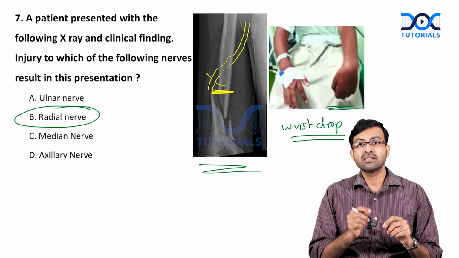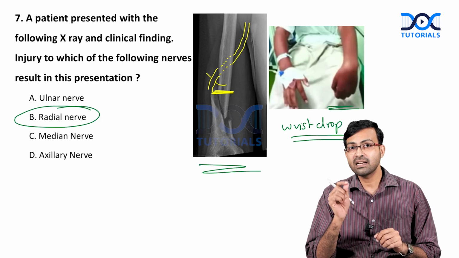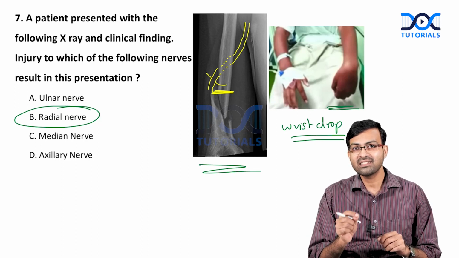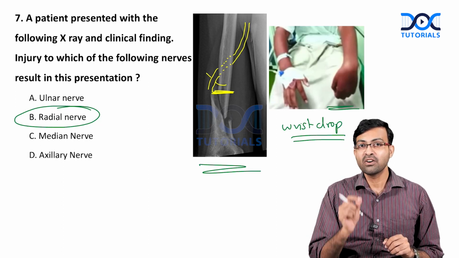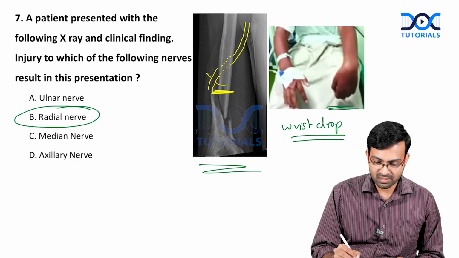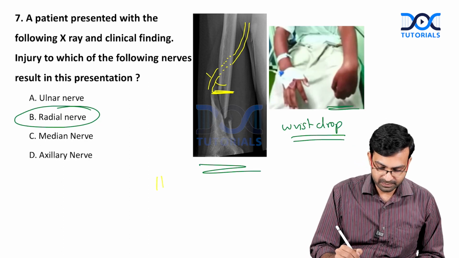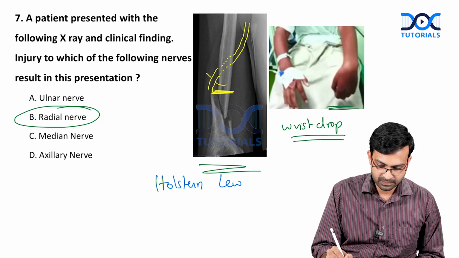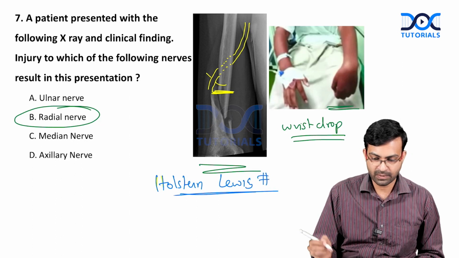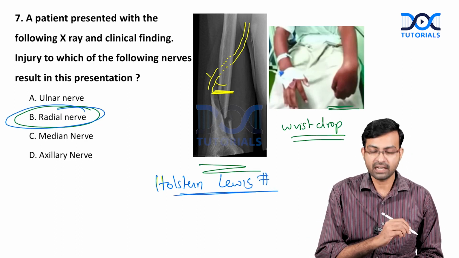A fracture of the distal third of the humerus with an associated radial nerve injury? It is your classical Holstein-Lewis fracture. Holstein-Lewis fracture. Anyway, our answer here is radial nerve.